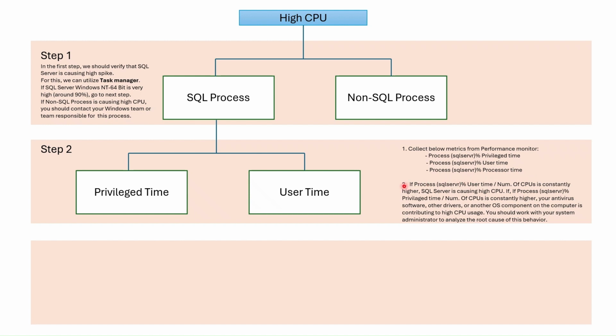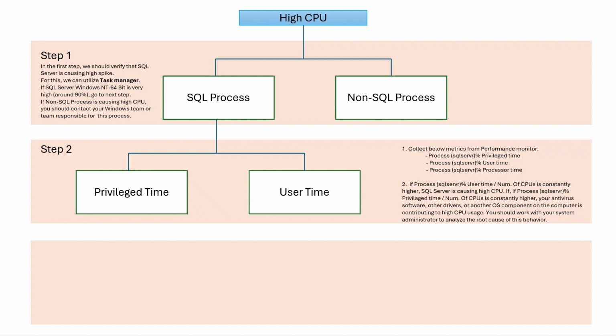If process SQL Server user time divided by the number of CPUs is constantly higher, SQL Server is causing high CPU. If process SQL Server privileged time divided by the number of CPUs is constantly higher, your antivirus software, other drivers, or another OS component on the computer is contributing to high CPU usage. You should work with your system administrator to analyze the root cause of this behavior. In this case, you had better uninstall any third-party driver or antivirus software on your system.